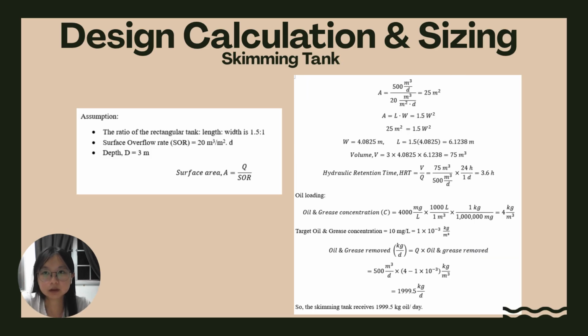For the skimming tank, we assume that the tank is a rectangular tank, and the SOR equals 20 meter cubed per meter squared per day, and the depth equals 3 meters. By using this value, we calculate that the area equals 25 meter squared and the volume is 75 meter cubed. By calculating the oil loading, we got that the skimming tank receives 1,999.5 kilograms of oil per day.